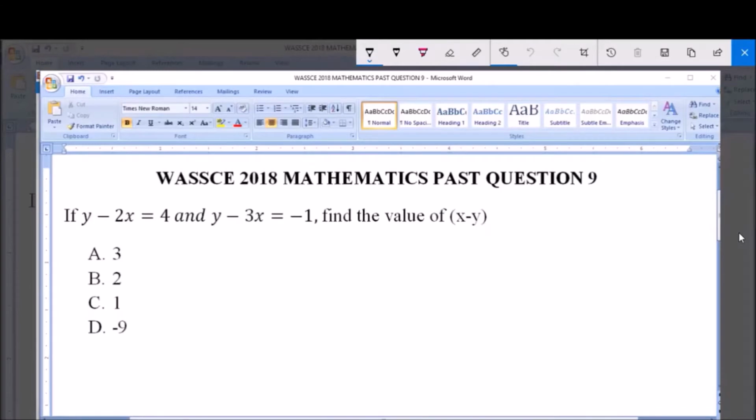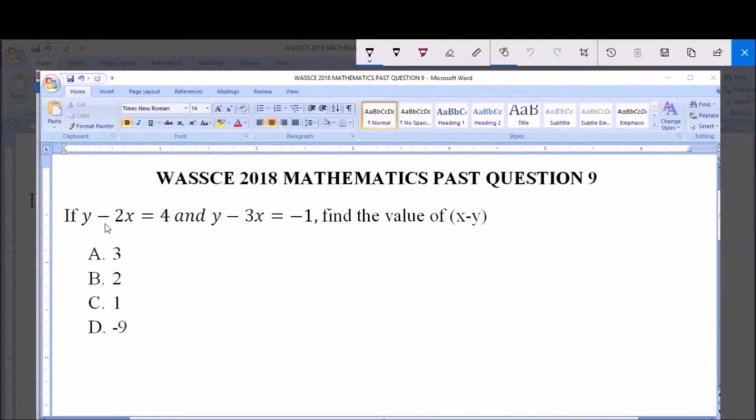I will be answering WAEC 2018 Mathematics Past Question 9. If y minus 2x is equal to 4 and y minus 3x is equal to minus 1, find the value of x minus y. A says 3, B 2, C 1, and D minus 9.